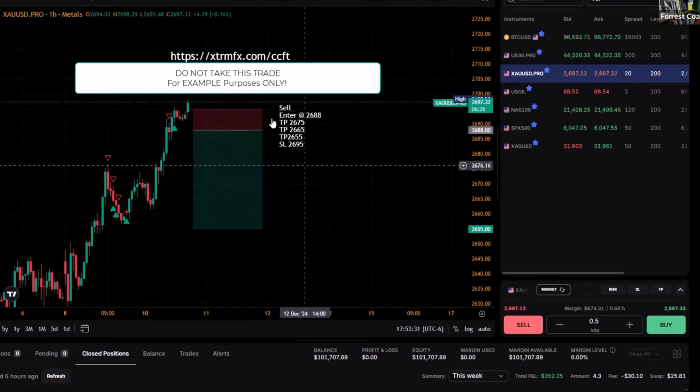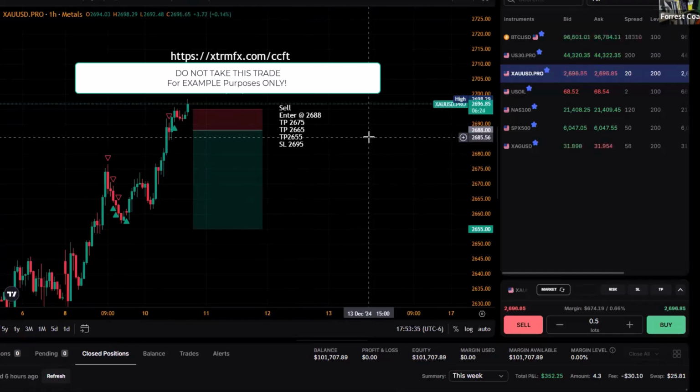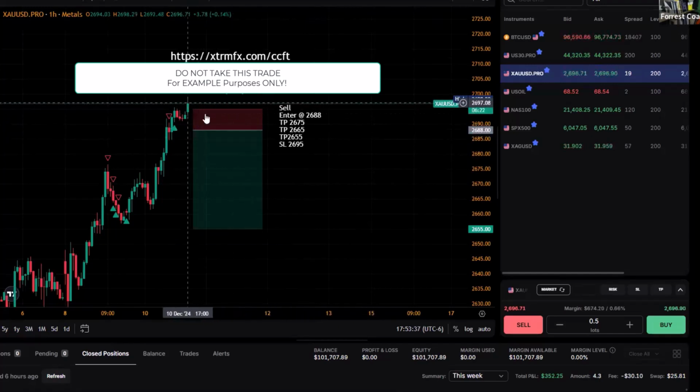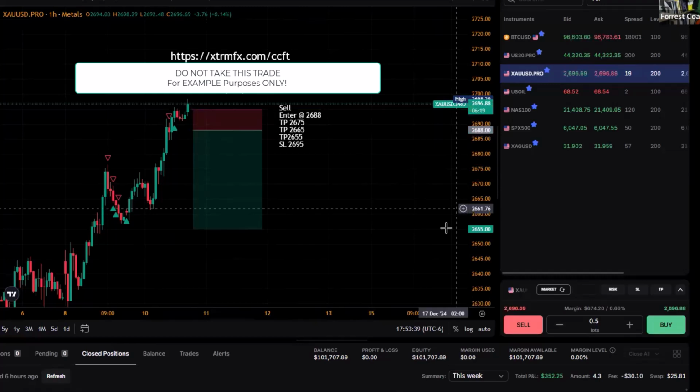And we'll just call this a pending sell order, right? Because it's a pending sell order. It's not an immediate execute. Why not? Because price is up here. Our entry is down here, and we're going to do a sell.